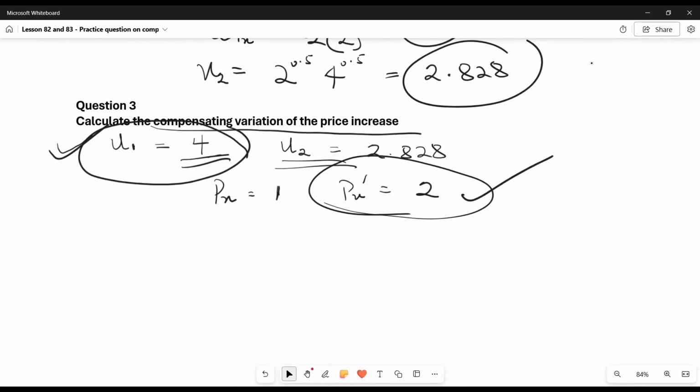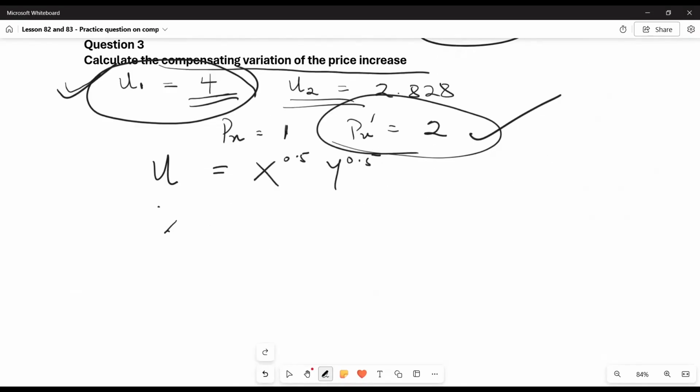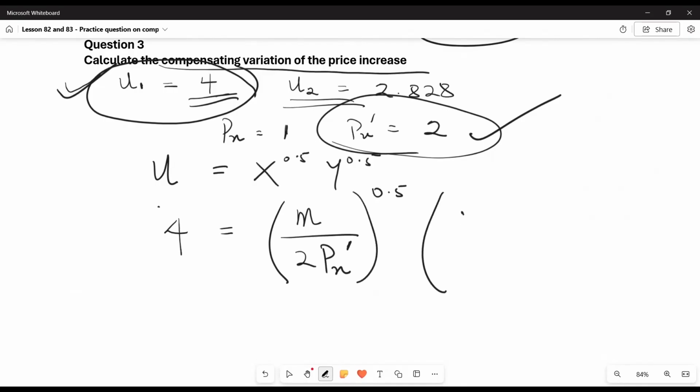To do this, we can rewrite our utility function as x raised to the power 0.5, y raised to the power 0.5. We know that the old utility is 4, so this is equal to x. Now x is m over 2px. Since things have changed with good x, we will need to indicate this in our utility function. So we are going to have the new price of good x here, raised to the power 0.5, and also m divided by 2py. Now the price of good y has not changed, so it stays the same, and this is also raised to the power 0.5.